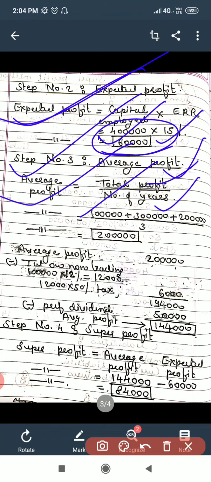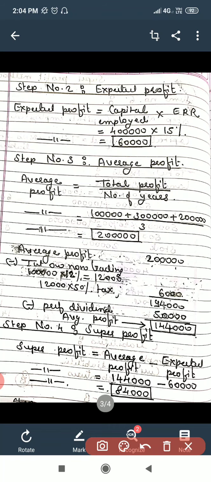First year it is 1 lakh, then 3 lakhs, and then 2 lakhs, and the number of years are 3. That is why if we can solve this particular equation, we will get the average profit of rupees 2 lakhs, and that is how we have completed with our step number 3. No, not step number 3 yet completed. We have just calculated our average profit.